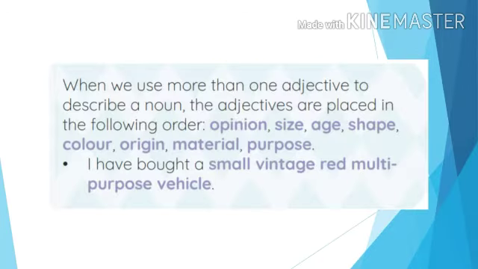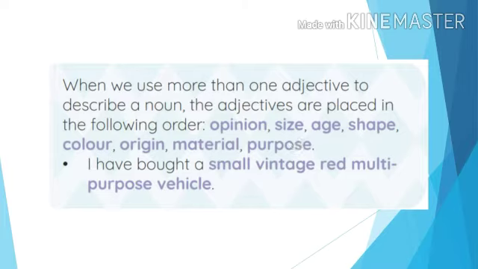Okay, next is this. As in maths you keep a box for the formulas and write it in the box, likewise this should be put in a box and written like that. When we use more than one adjective to describe a noun, the adjectives are placed in the following order: opinion, size, age, shape, color, origin, material, purpose.